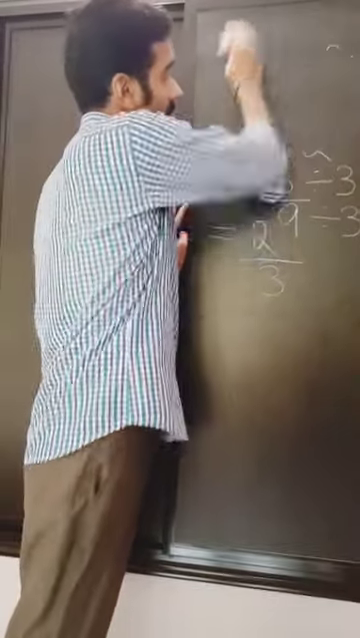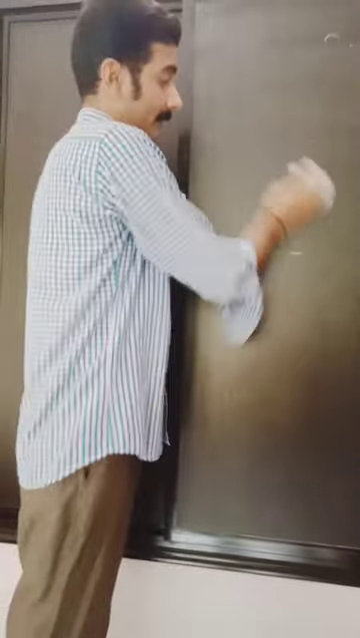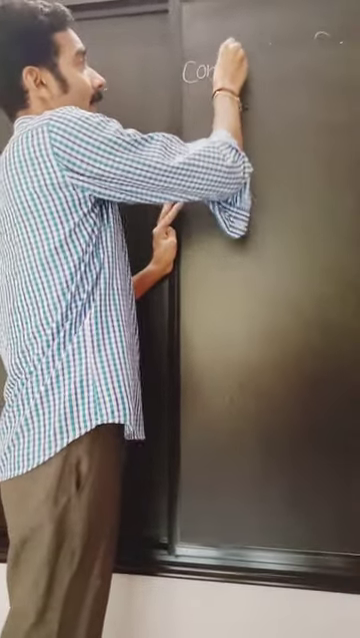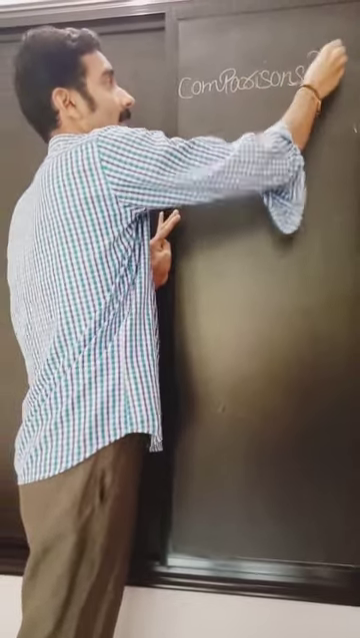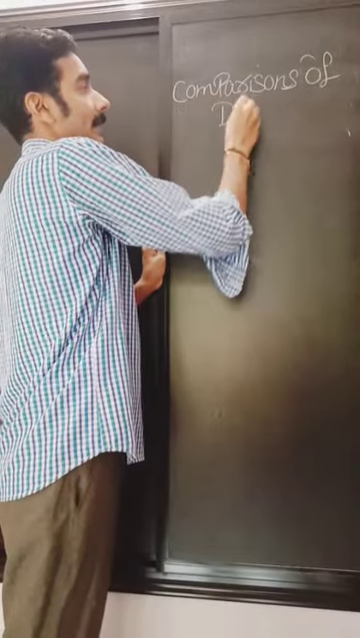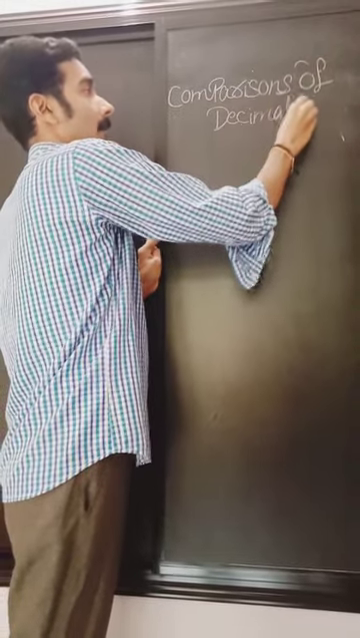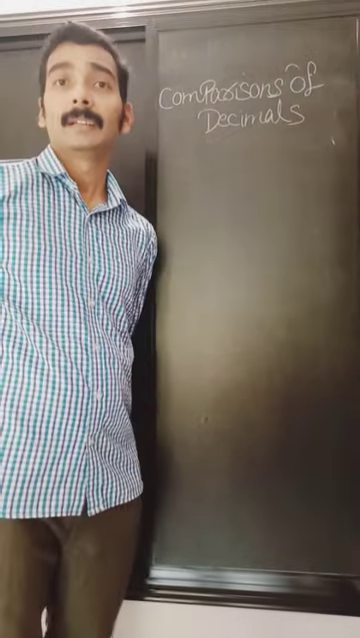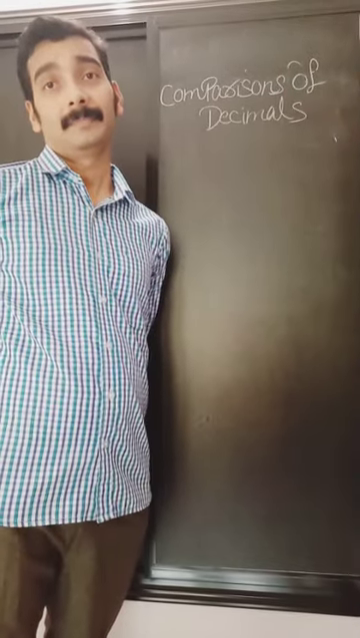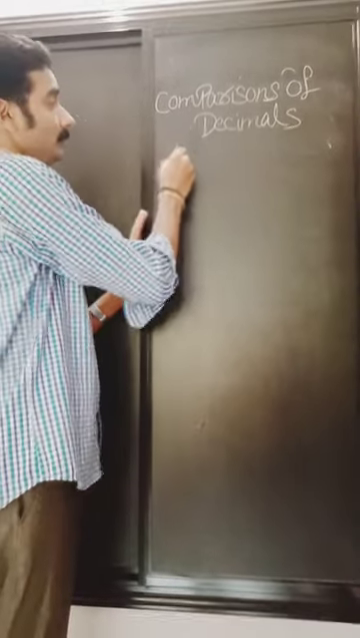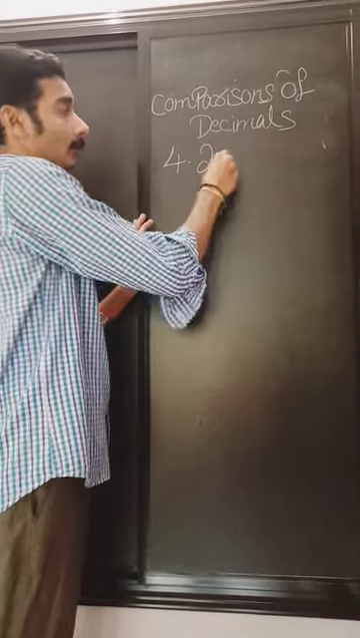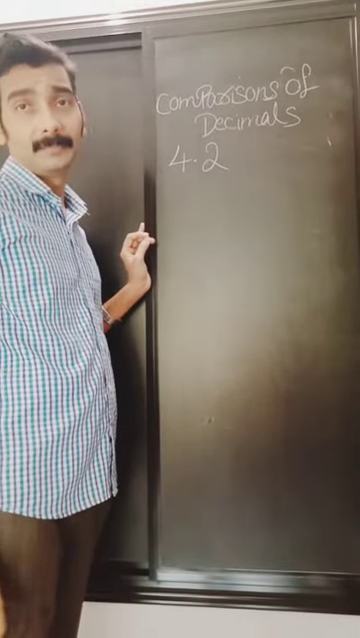Then another one is comparison of decimals. What is decimal? Decimal means a point. Example is 4.2. This is a decimal.